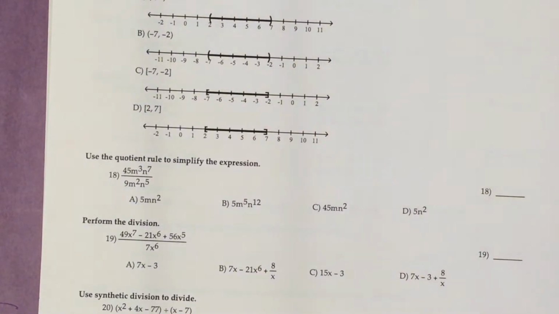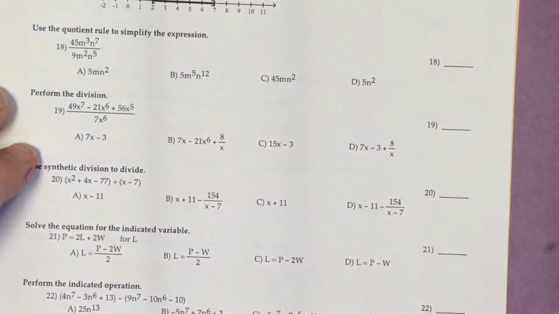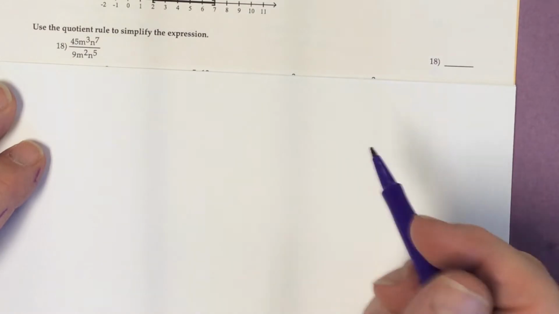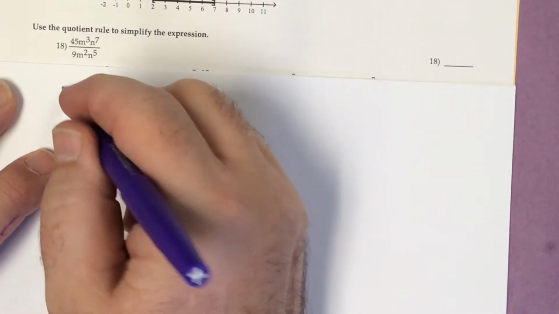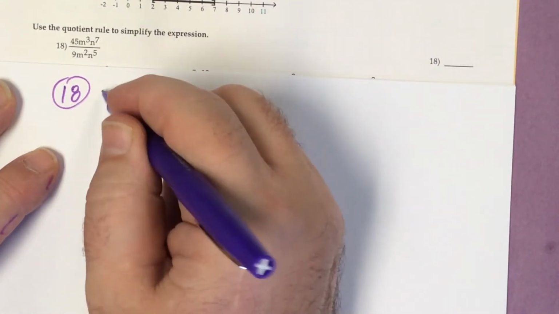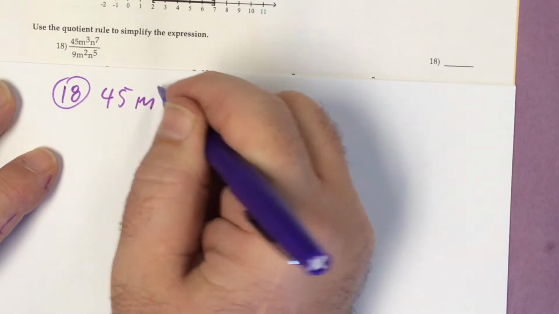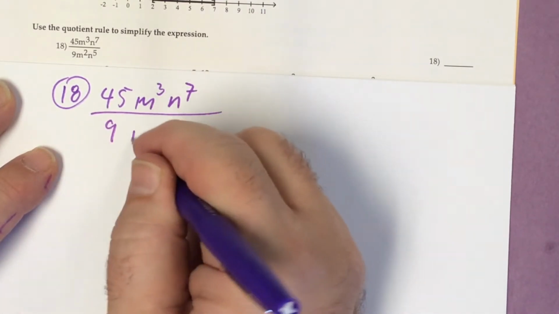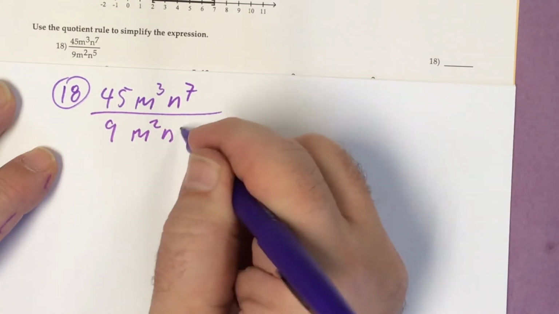Okay, let's take a look at question 18. It says use the quotient rule to simplify the expression. So when we talk about the quotient rule, we're talking about the rules regarding exponents. So we have here for 18, it's going to be 45 m to the 3rd n to the 7th over 9 m to the 2nd n to the 5th.